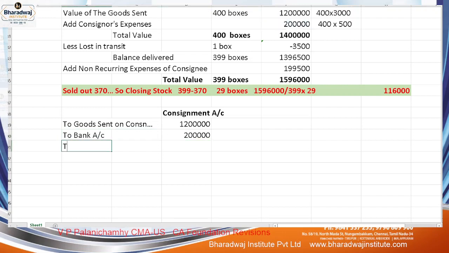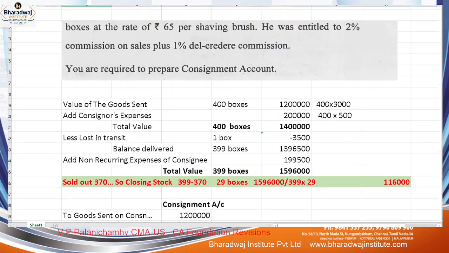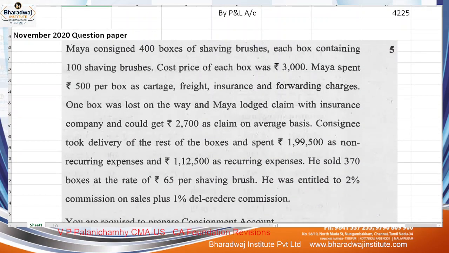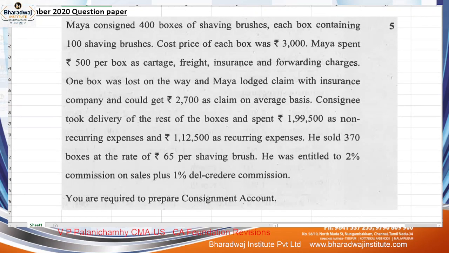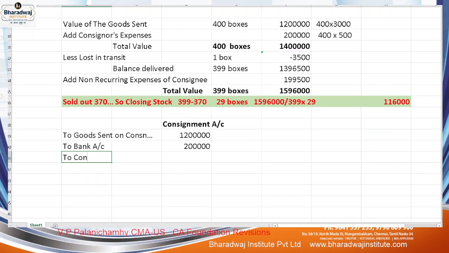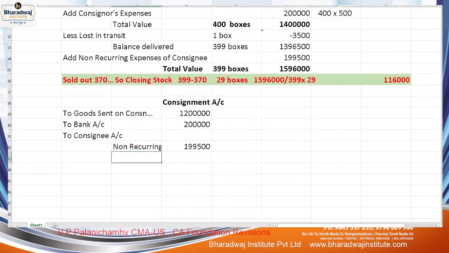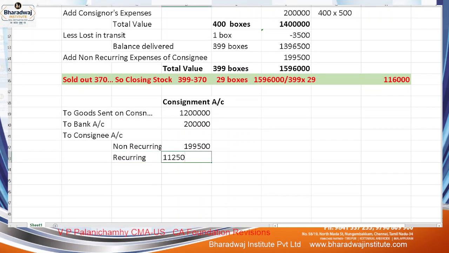Consignor's expenses 2 lakhs. Who is the consignee? What is the name of the consignee? Maya is the consignor. Who is the consignee? Consignee account. Non-recurring expenses, what have they spent? 1,99,500. Recurring expenses, how much did they spend? 1,12,500.